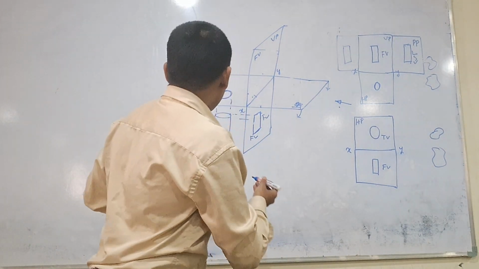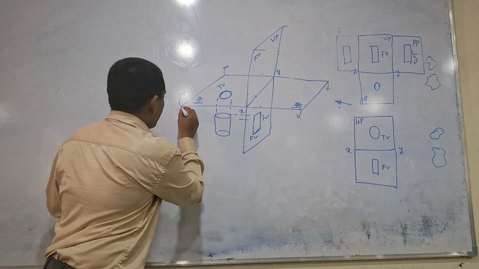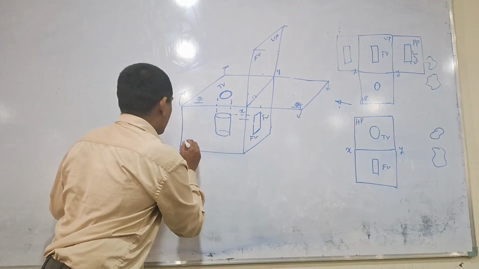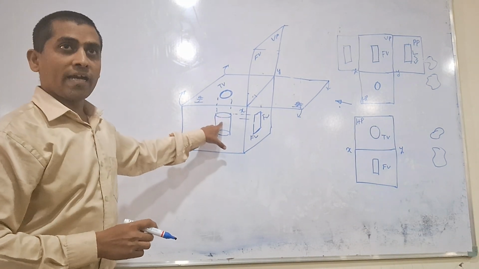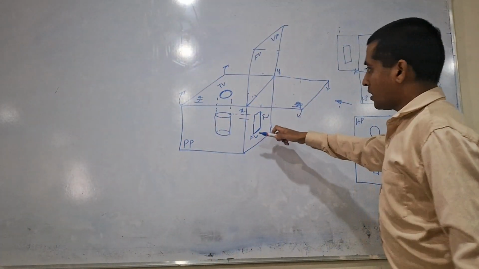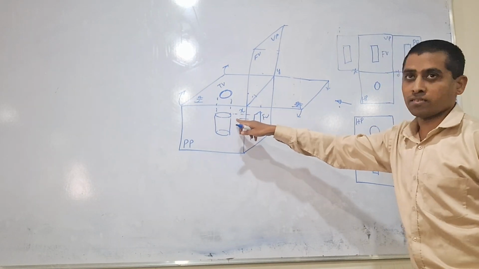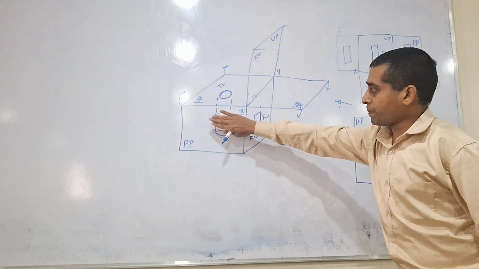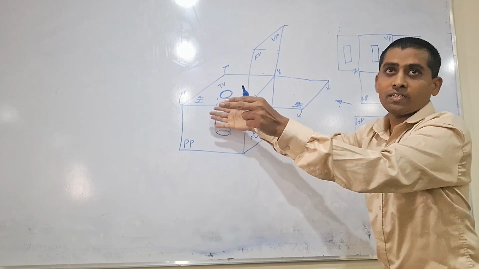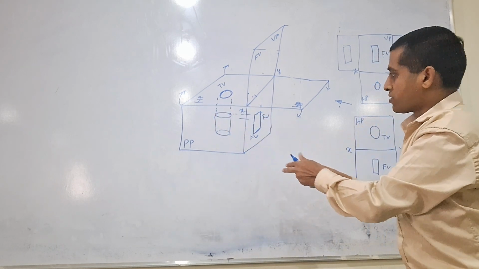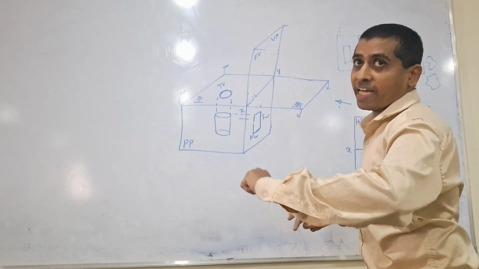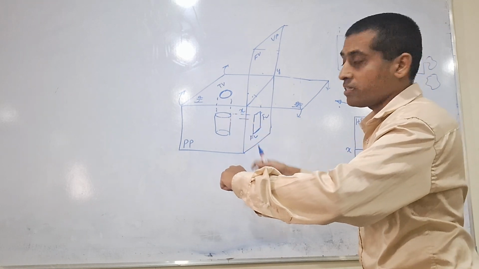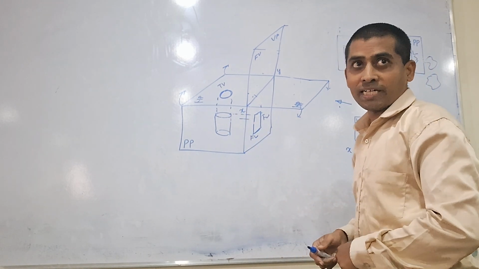Similarly, there is a PP plane here, the profile plane. Now the observer is here, the object is within this third quadrant, and the PP plane is just in front of that. Understood now? Right. Now see here, if we see this object, in which direction are we observing that object? Right hand, right? Isn't it?